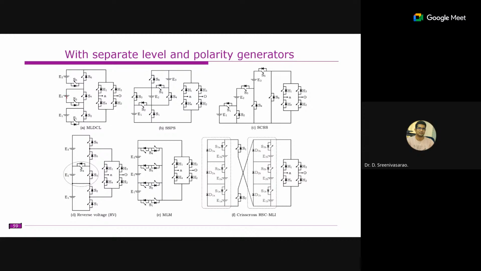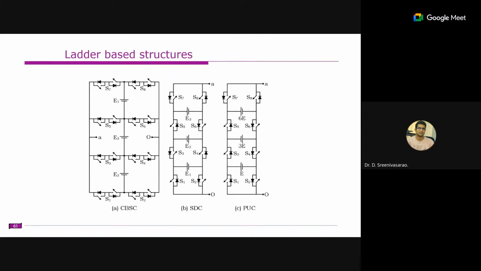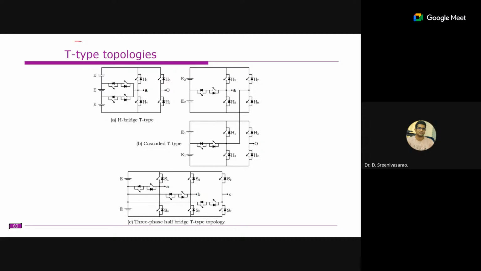So this is MLDCL, multi-level DC link. This is series switches and parallel sources. And this is the switched capacitor switches. And this one is the reverse voltage. Like, several things are there. So this one is the T-type topologies.